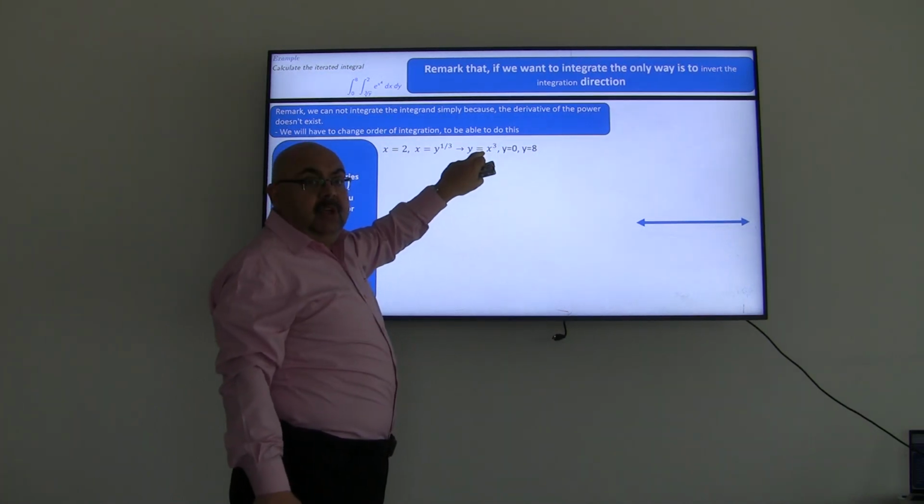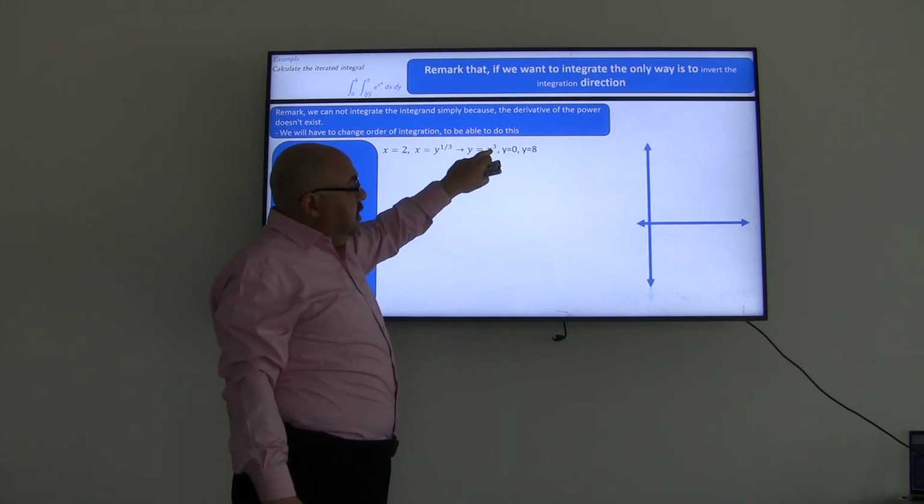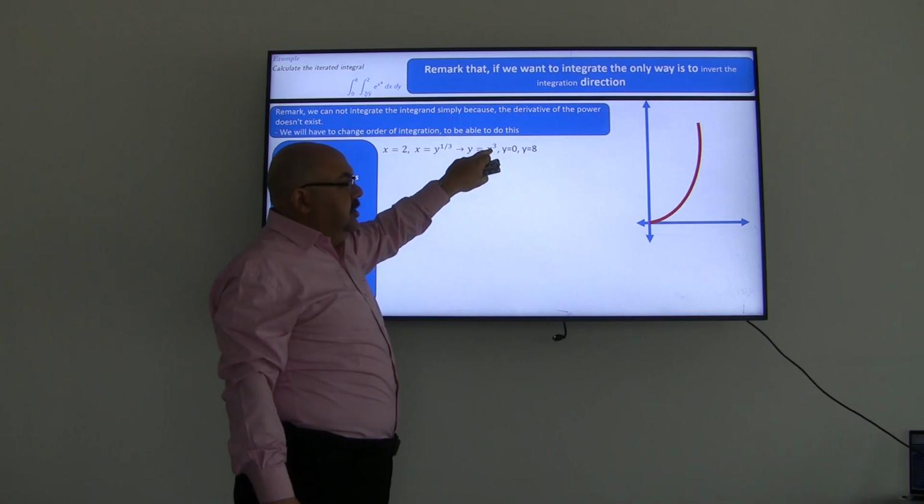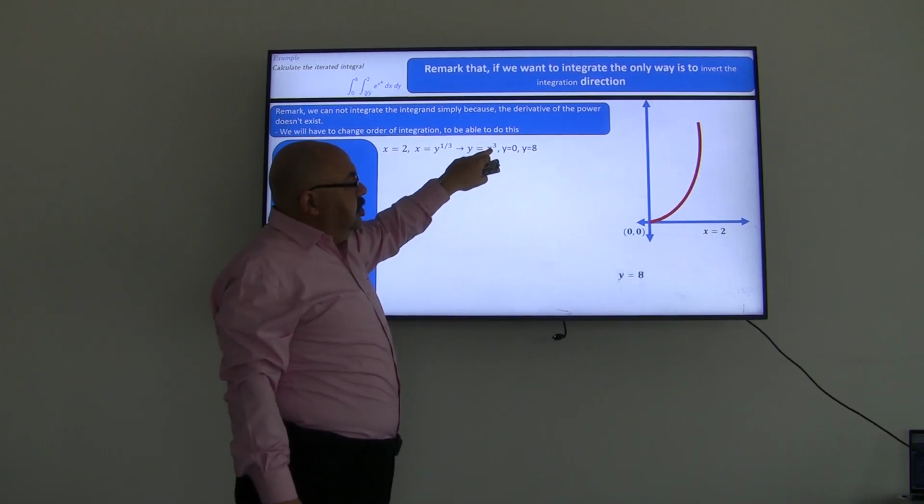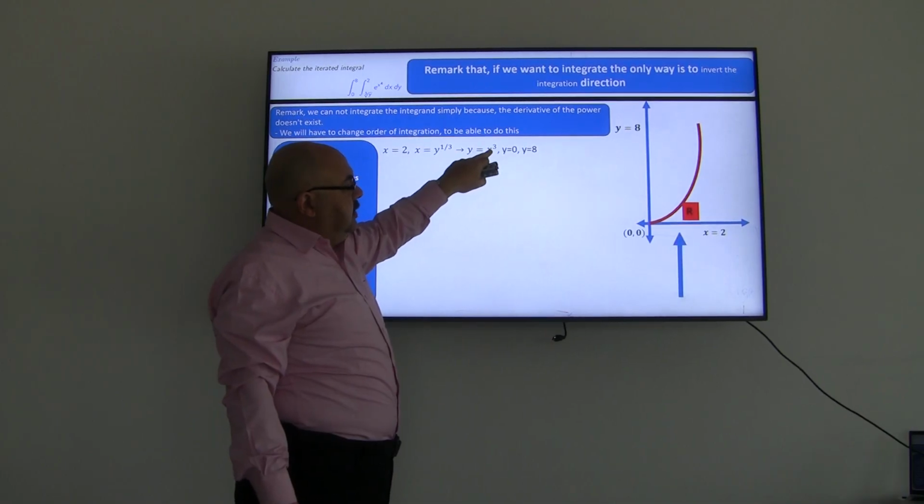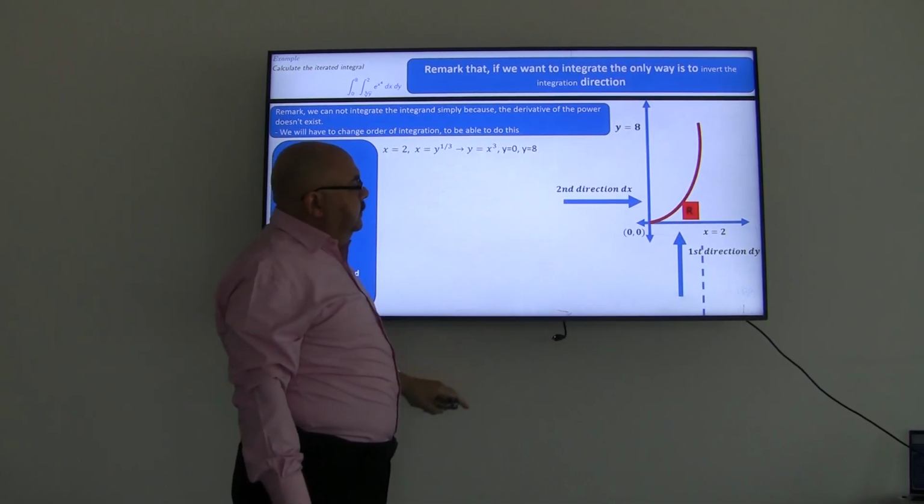equal to x cubed. The other direction from 0 to 8. So that's the x direction, y direction. That's the portion of the cubic function. That's the region that we are dealing with, as you can see. This is the region, okay?